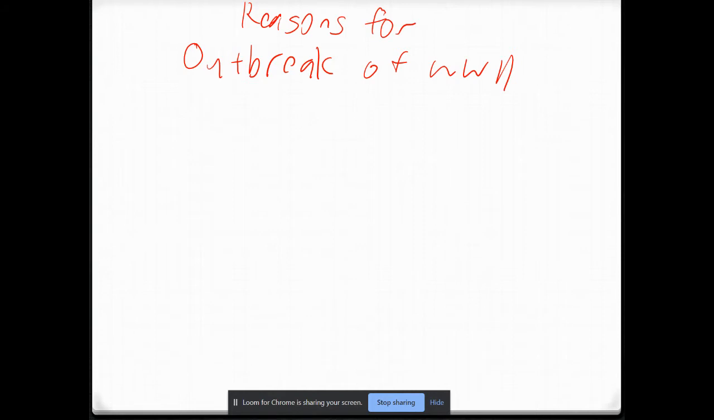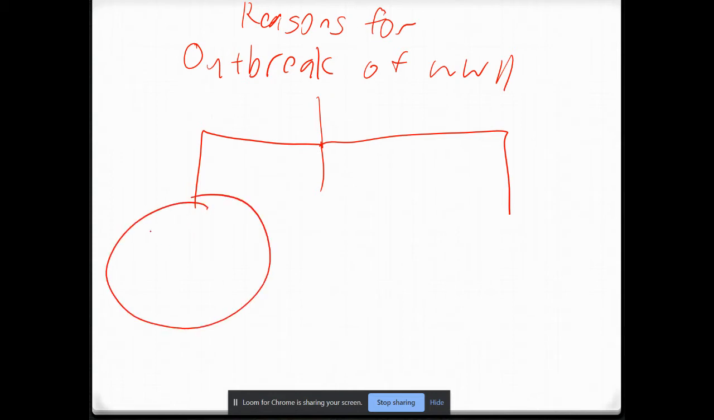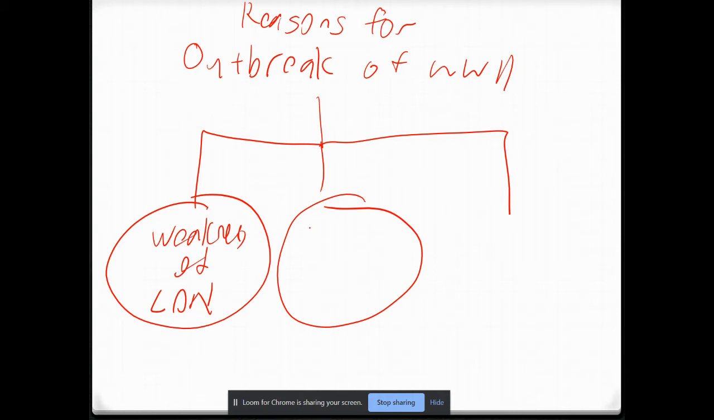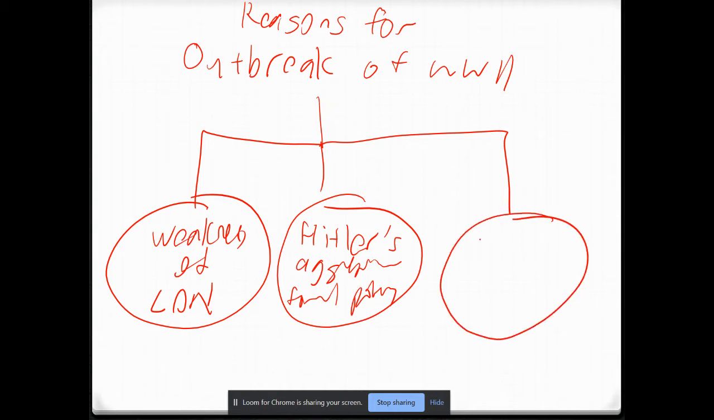Now, for this chapter, if you start off every chapter, as I always tell you to do, look at the last page of the chapter to see how the chapter is organized. For this particular chapter, there are just three reasons. The first reason is the weakness of the League of Nations. The second reason is all about Hitler's aggressive foreign policy. And the last one is about the appeasement policy. And how did this cause World War II to start?